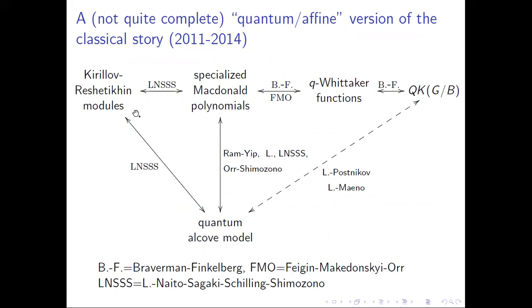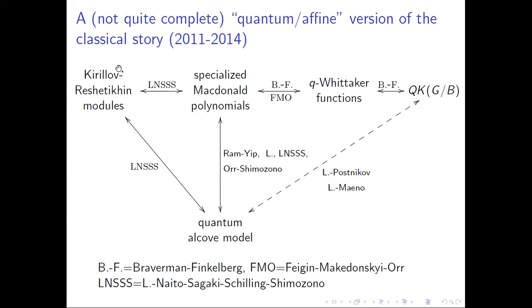So on the representation theory side, we have these Kirillov-Reshetikhin modules. Actually, if I remember well, I talked about them and the quantum alcove model around 2016. I think I visited CUNY again, and I gave a talk in the seminar about this connection to Macdonald polynomials and the quantum alcove model. So this is work of myself with Naito, Sagaki, Schilling, and Shimozono.